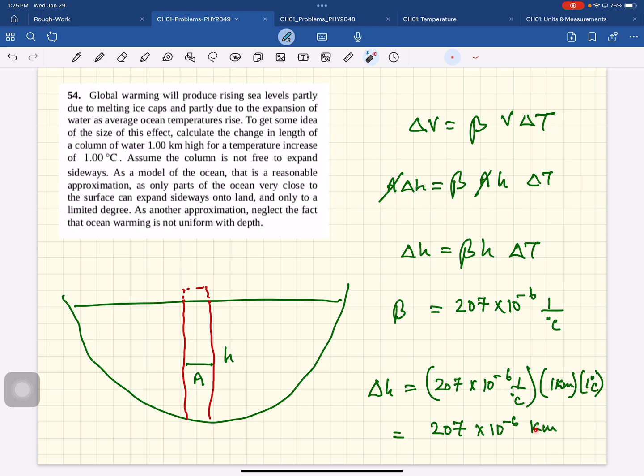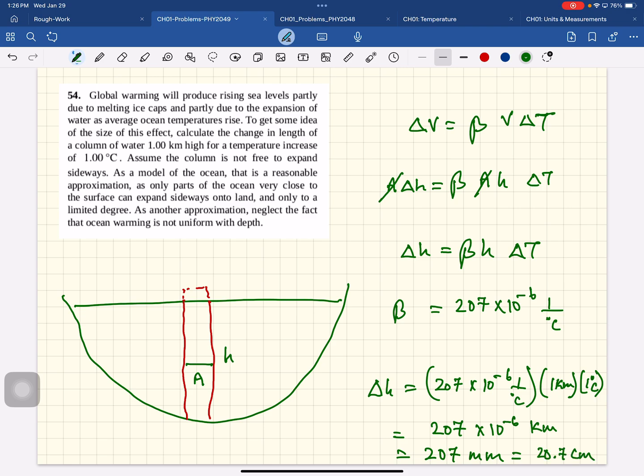All right, so that's 10 to the 3. So that makes it 10 to the minus 3 meters is millimeters, so that's equal to 207 millimeters. That's about a foot, 2/3 of a foot, 20.7 centimeters.